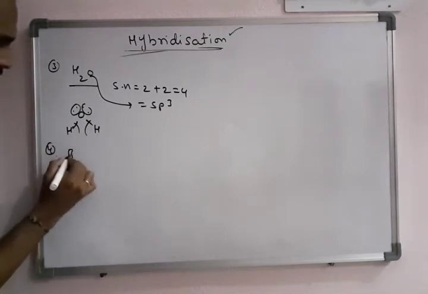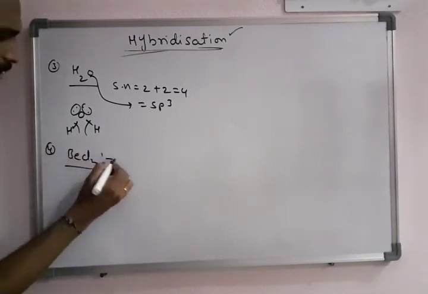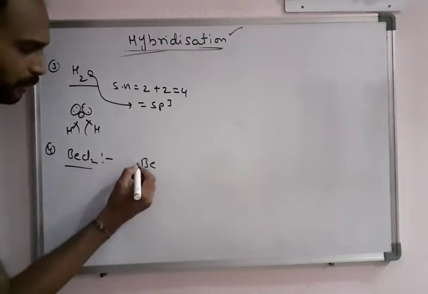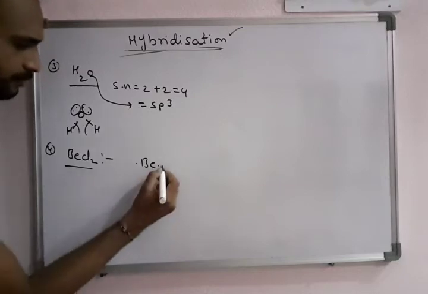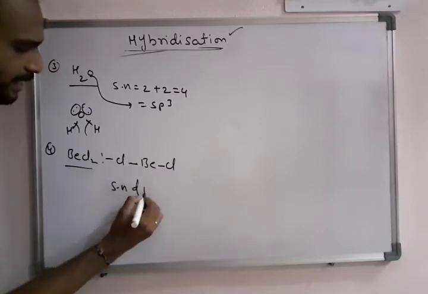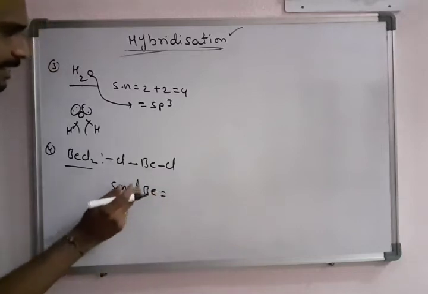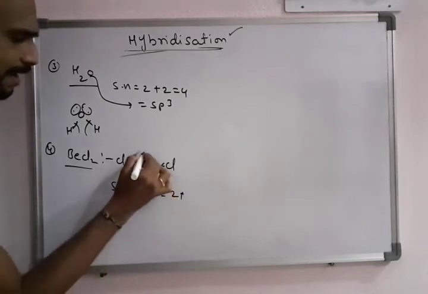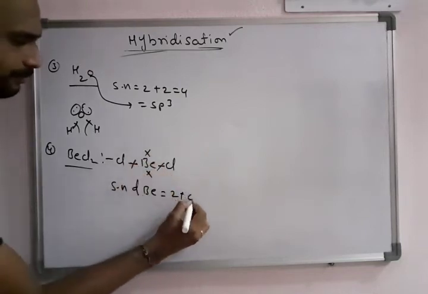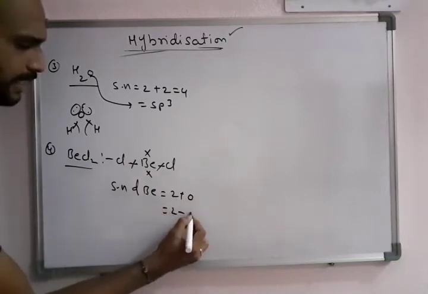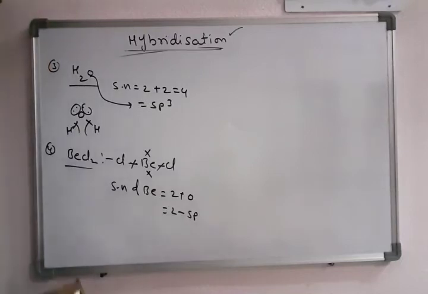Let's see some more examples. Beryllium chloride. Beryllium belongs to the second A group. It has 2 valence electrons and is bonded with 2 chlorines. What is the steric number of beryllium? It has 2 sigma bonds and no lone pairs on it. If the steric number is 2, that indicates sp hybridization.